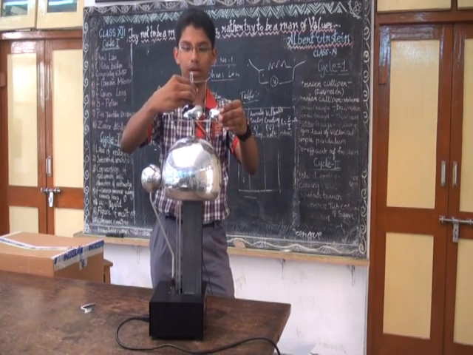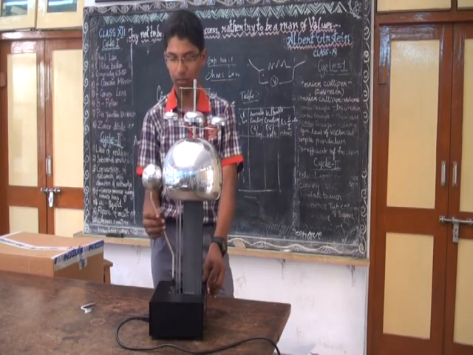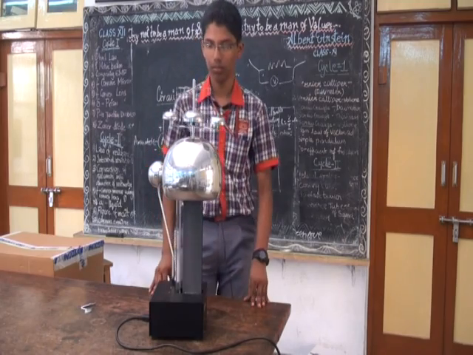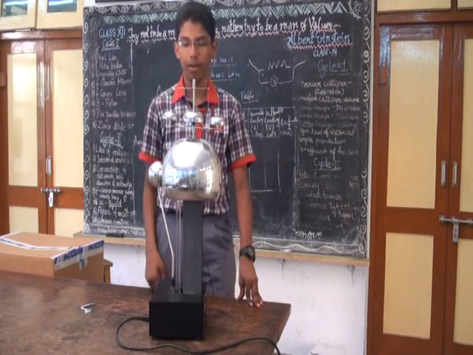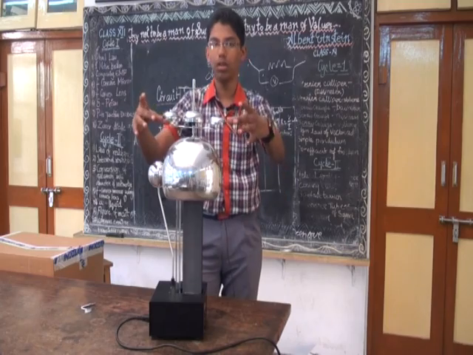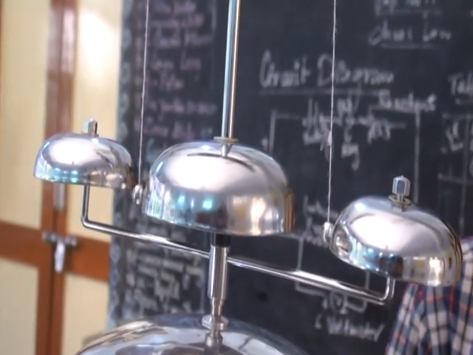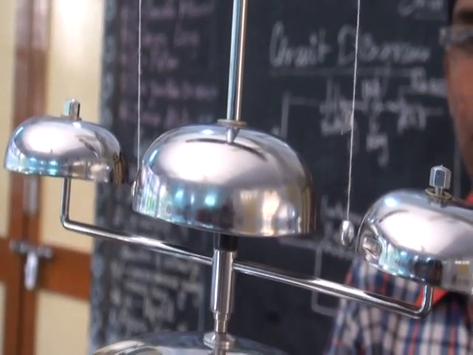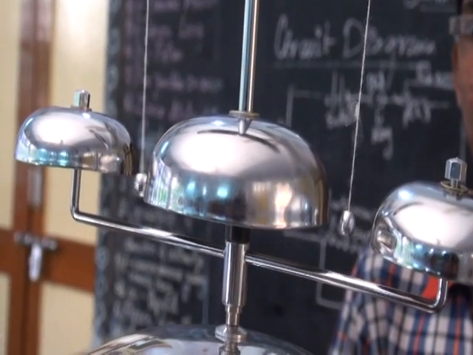This is a bell cup apparatus. If we connect the bell cup apparatus to the sphere, these two small bells are connected to the sphere while the other big bell is not connected. We can see it is insulated at the bottom.